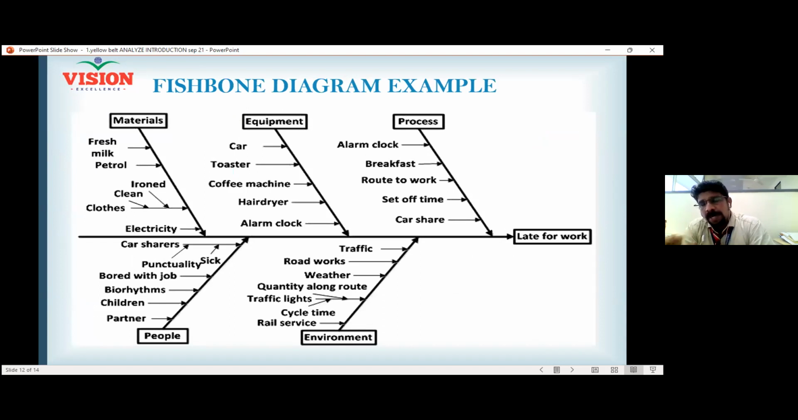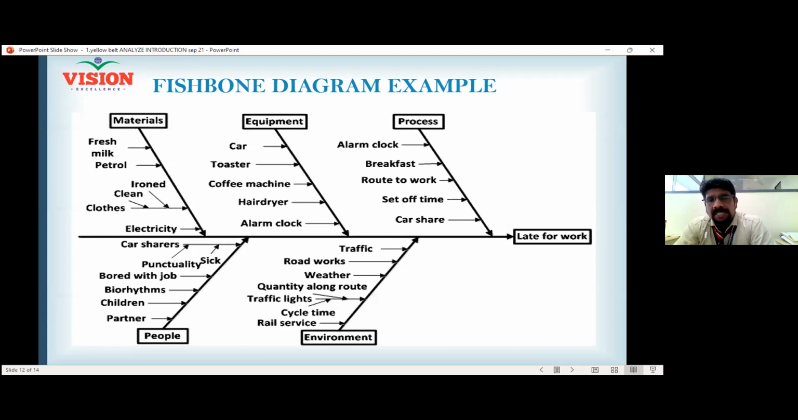For example, so many processes are involved. He has to set the alarm clock to wake up at 6 o'clock. He has to prepare breakfast, that is a process. He has to start to the office, that is a process. Then he has to set off in time. If he has to move by 8:30, he has to move by 8:30. If he is sharing the car with his friends, then car sharing has to be done. So these are the processes involved in the morning movement to the office.